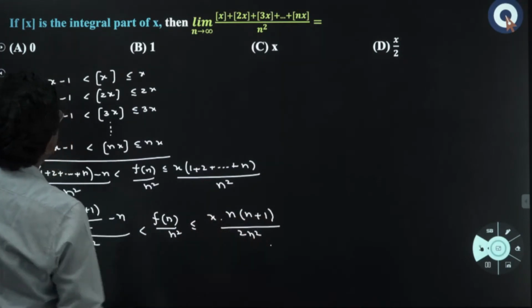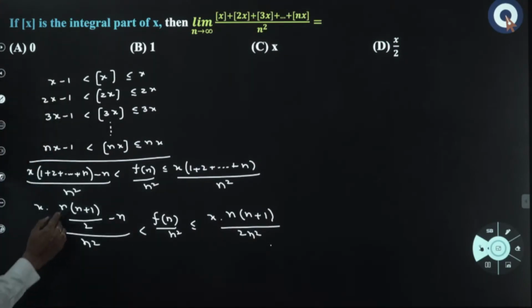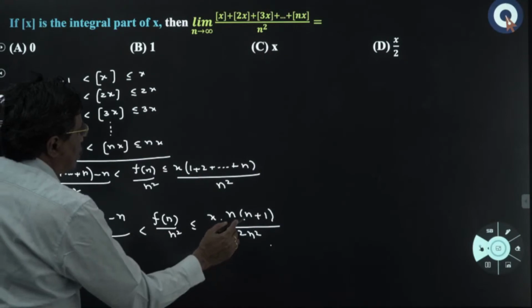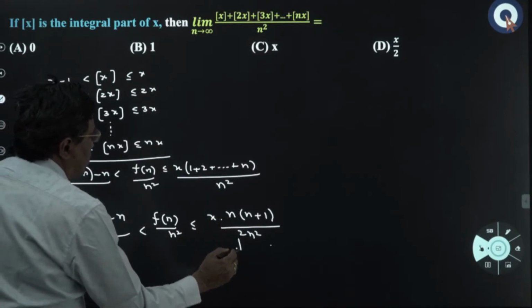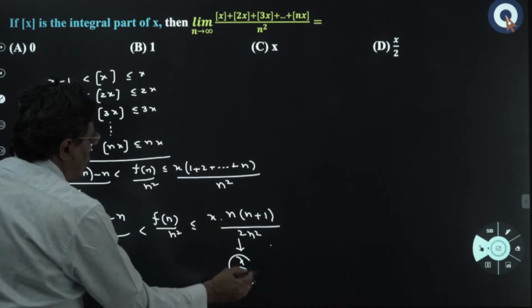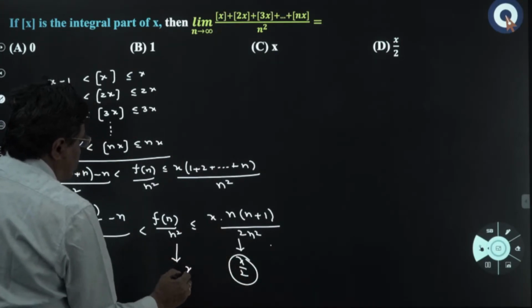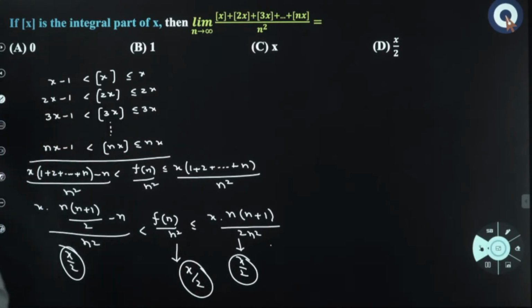Now, as n tends to infinity, the n square coefficient here is 1 by 2, so I get x by 2 here, and as n tends to infinity, the n square coefficient is 1 into x, here 2, so this also goes to x by 2. So both go to x by 2, and again by Sandwich theorem this becomes x by 2. So this is what it is.